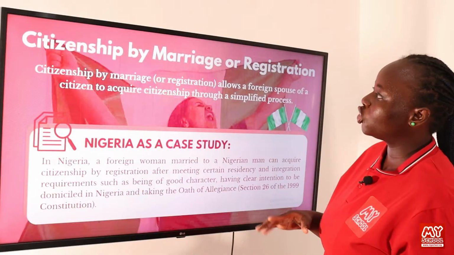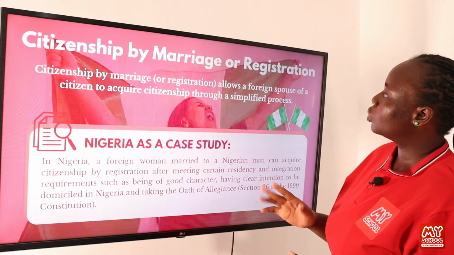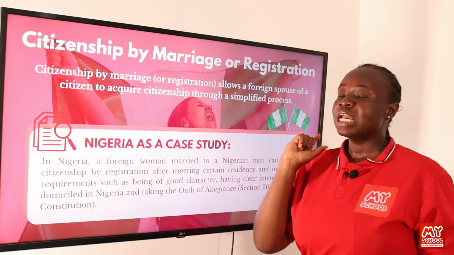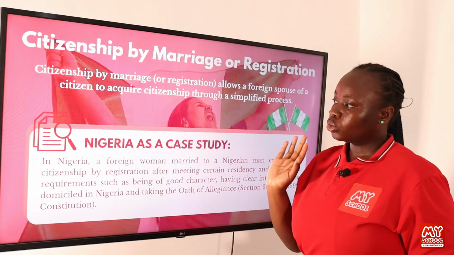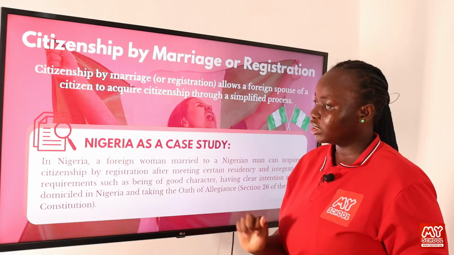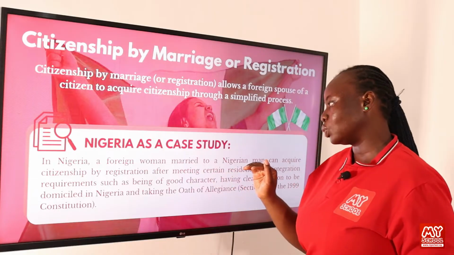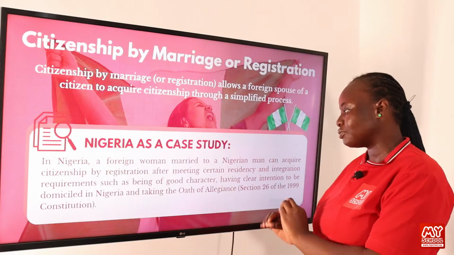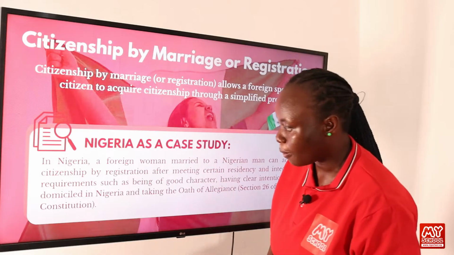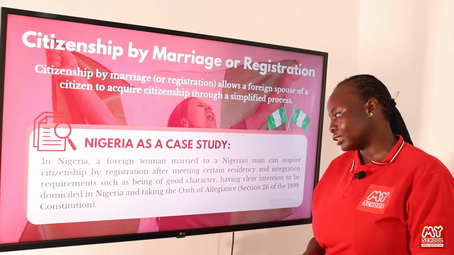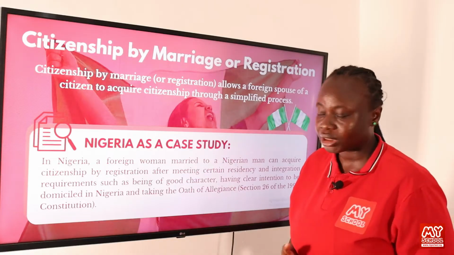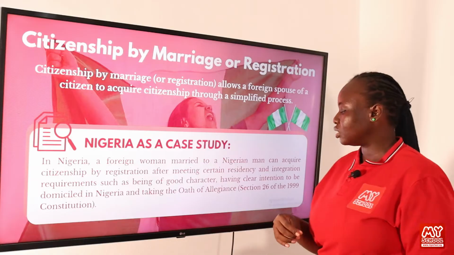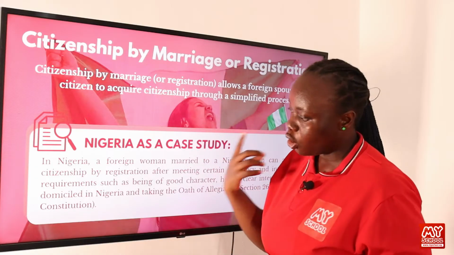All right, we have citizenship by marriage or registration. So this allows a foreign spouse of a citizen to acquire citizenship through a simplified process. So in Nigeria, it is a little bit different. In Nigeria, a foreign woman married to a Nigerian man can acquire citizenship by registration after meeting certain residency and integration requirements, such as being of good character, having clear intention to be domiciled in Nigeria, and taking the oath of allegiance. And we can find this in section 26 of the 1999 Constitution.